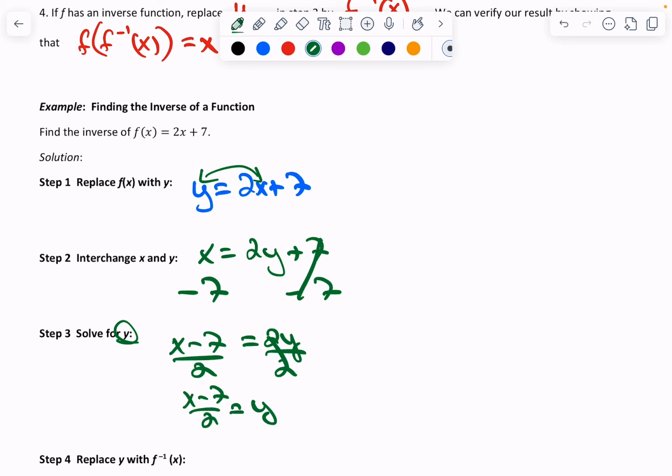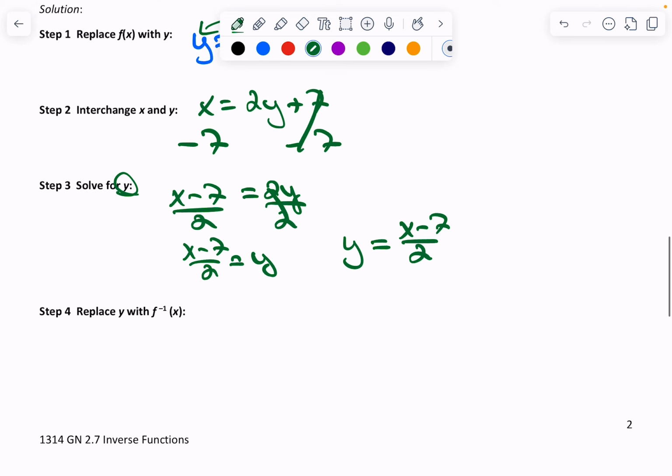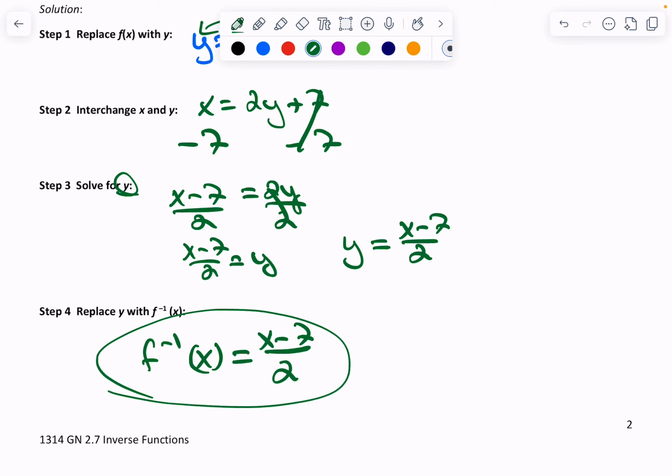And I know that we could write it this way also. So when we are replacing the y with the f inverse, we can write the f inverse on the left side. And there we go.